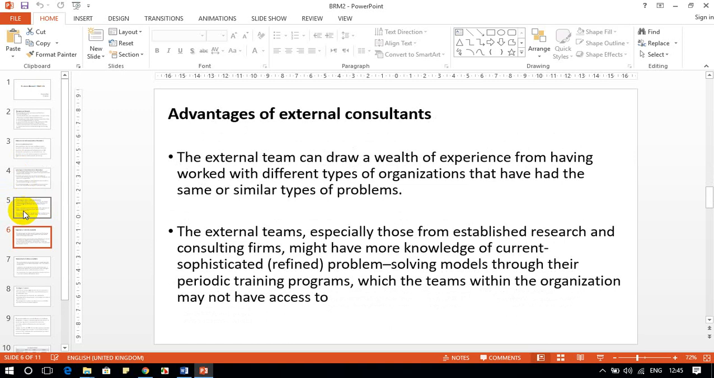For this purpose, we are here to know about the positive points. The positive point of external consultants toward research is that the external team can draw a wealth of experience from having worked with different types of organizations that have had the same or similar problems. Exactly, due to competition and globalization, and due to the different relationships between consumers and customers, today most organizations prefer external research compared to internal, because there are other organizations which might have the same or similar problem.